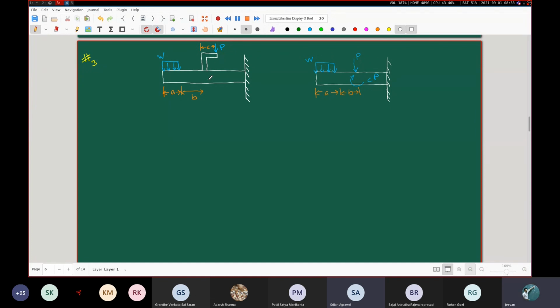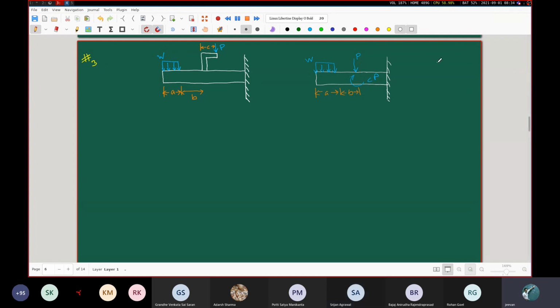The moment PC will be anti-clockwise for the L-shaped part. If we draw both the L-shaped part and the bar separately, then the moment for the L-shaped part will be PC in the anti-clockwise direction. So the bar will have the opposite moment.